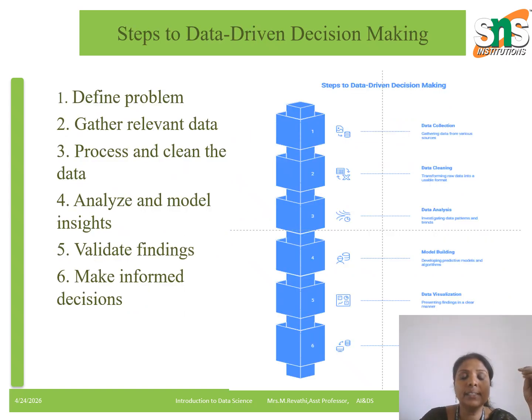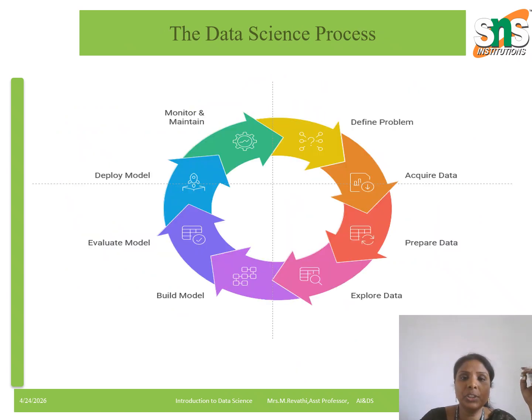So next is step two, data-driven decision making. Here the steps are: define the problem, gather relevant data, process and clean the data, analyze and model insights, validate findings, and make informed decisions. These are all the steps of data-driven decision making.